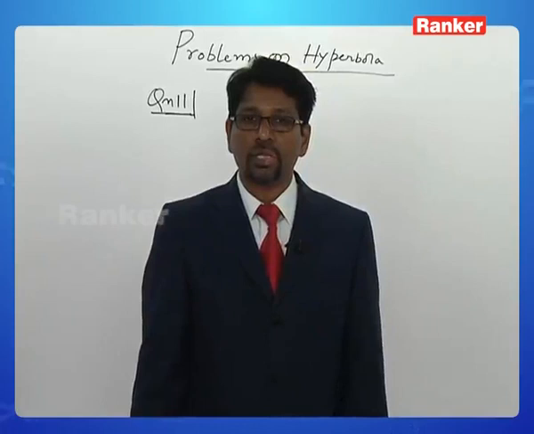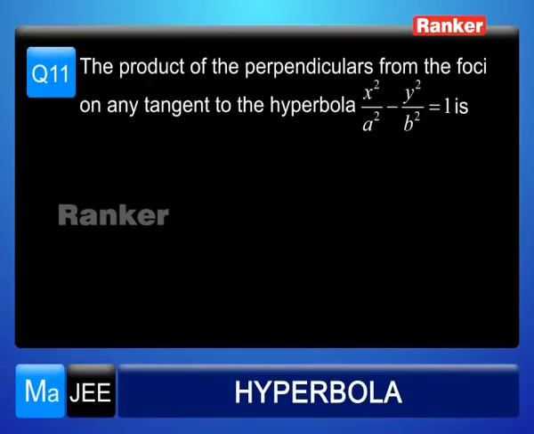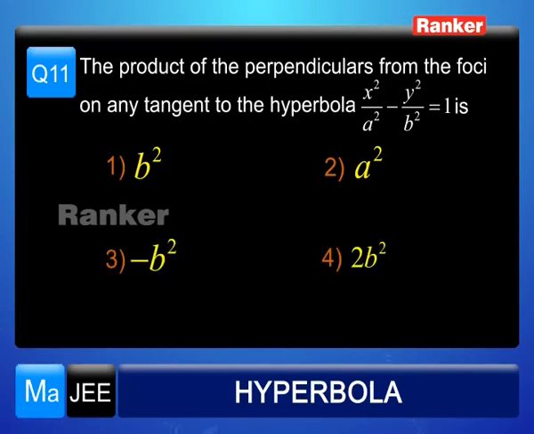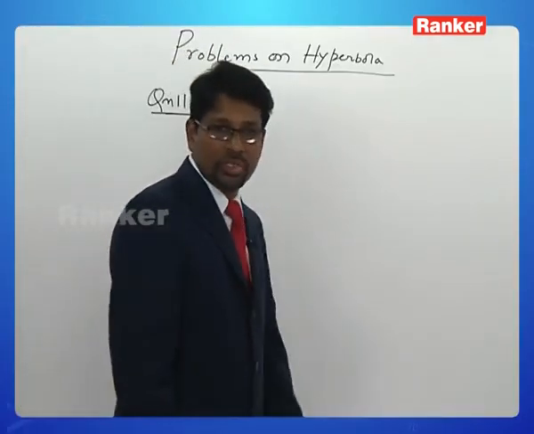Let's move to the next question. The question goes like this: the product of the perpendiculars from the foci on any tangent to the hyperbola x square by a square minus y square by b square equal to 1 is. First option b square, second option a square, third option minus b square, and fourth option 2b square. Now actually this is a known result, and we'll prove that result.